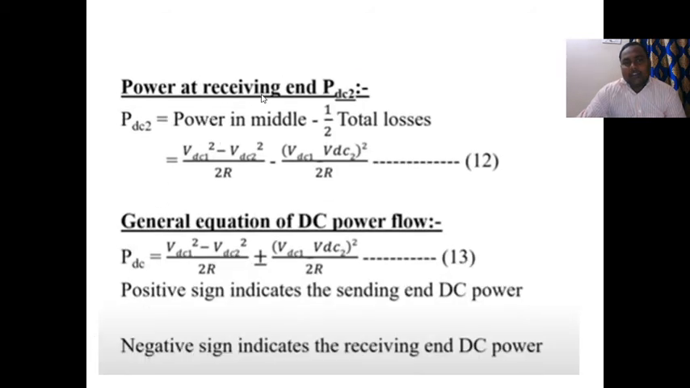Power at the receiving end side is equal to power in the middle minus half of total losses. We get this formula for power at the receiving end side. And generally the equation of DC power flow is equal to VDC1 square minus VDC2 square by 2R plus or minus VDC1 minus VDC2 whole square by 2R. The plus sign indicates the sending end power, the negative sign indicates the receiving end power.